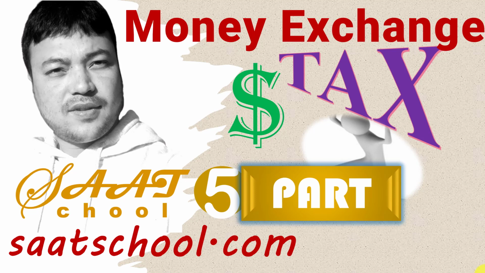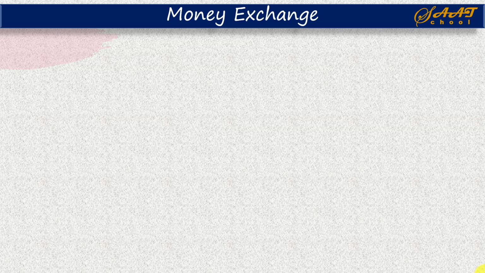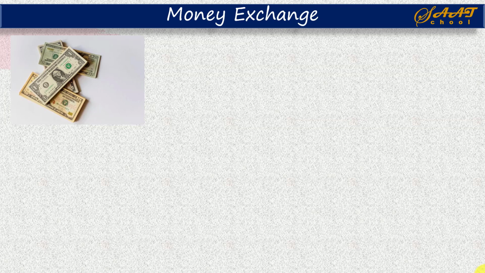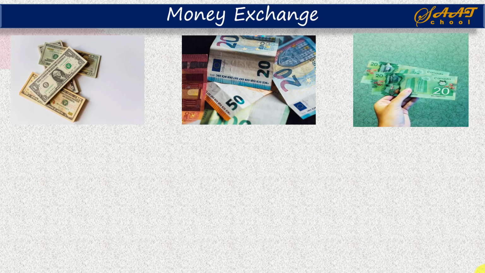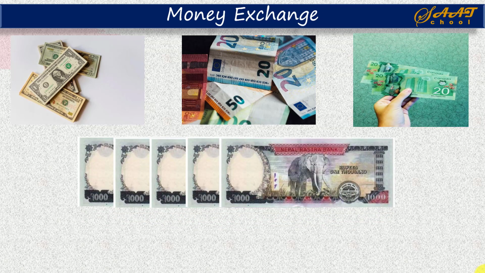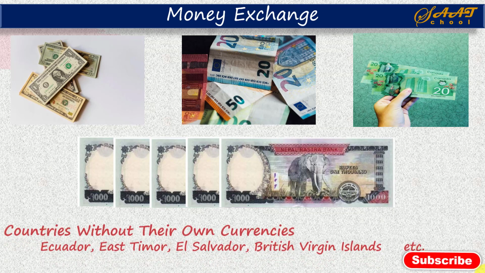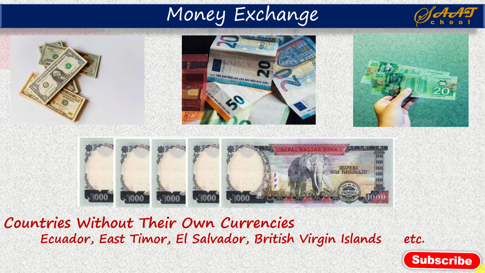From here we start on money exchange. Now let's get started. As we know, different countries have their own currency. Like in the US, they have the US dollar. In some European countries, they use the euro. In Canada, they use the Canadian dollar. And in Nepal, they use the rupee. But there are some countries that don't have their own currency, like Ecuador, East Timor, El Salvador, and the British Virgin Islands. So these countries and some others don't have their own currency. Instead, they use the US dollar.